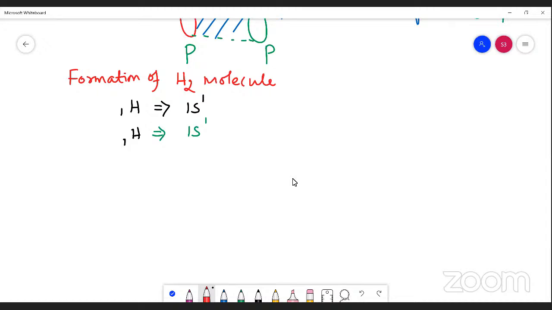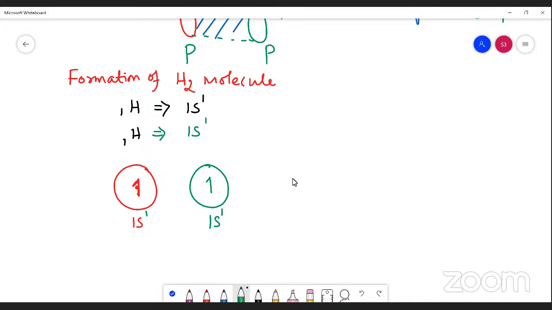So if you take first hydrogen, this hydrogen atom consists of 1 electron. So now I will show that 1 electron like this. 1 electron present. And in the same way, the second hydrogen atom consists of 1 electron. So this is 1s1 of the first hydrogen. This is the 1s1 of the second hydrogen. Now these two atomic orbitals should overlap.